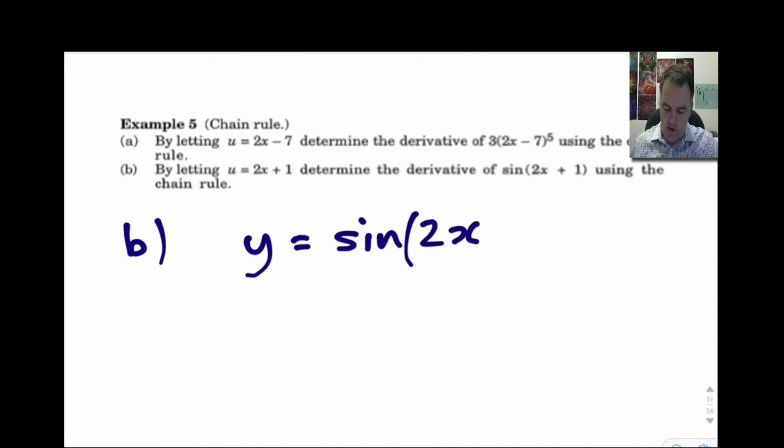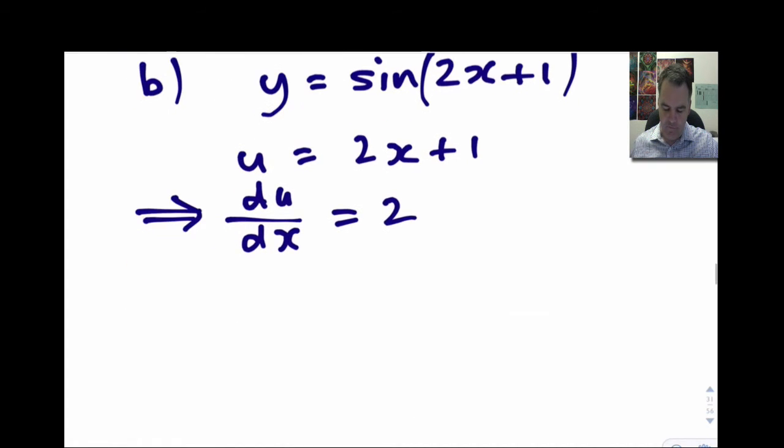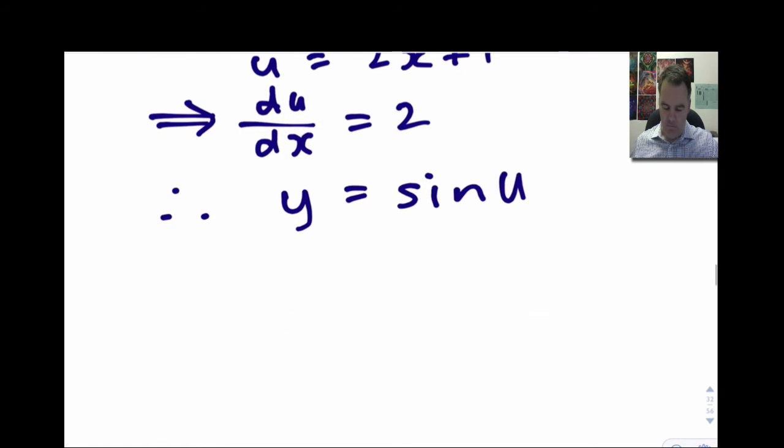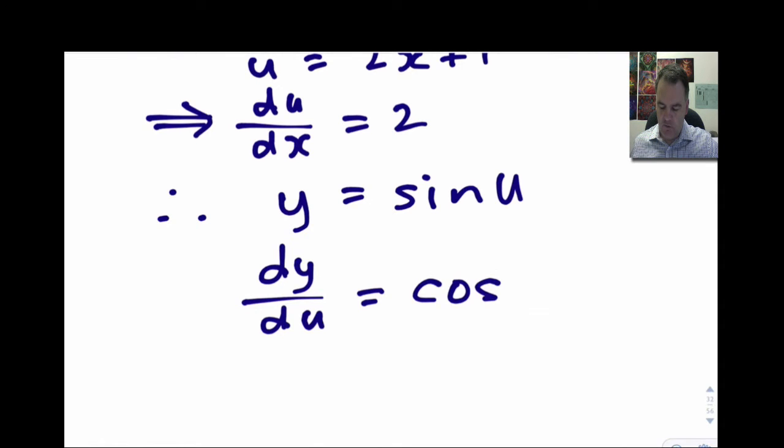Let me do this the long way. We're going to say u is 2x plus 1. So that means that du dx, the derivative of u with respect to x, is 2. So our original function becomes y equals sine of u. Cool. So we can say now dy du, the derivative of this function y with respect to u, is cos of u. Okay, now let's put it all together.